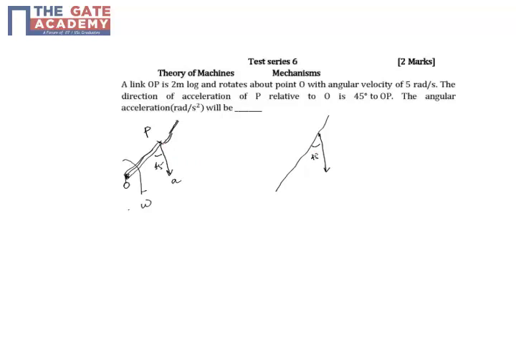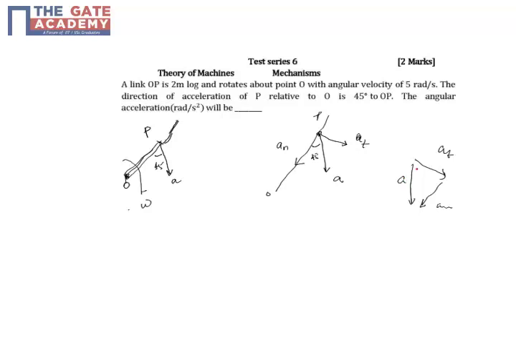Okay, so now we know that any point on a link, and the link is undergoing a planar motion, it's basically undergoing a circular motion. So point P is undergoing a circular motion, OP is undergoing a fixed axis rotation. So point P will move in a circle. Any point moving in a circle will have both the tangential acceleration, which is tangent to the path, and the normal acceleration pointing towards the center of rotation. So tangential acceleration and normal acceleration, the resultant of that is A, which is given as 45 degrees to the OP line. Okay, so this is your tangential acceleration, this is your normal acceleration, and this is your A.